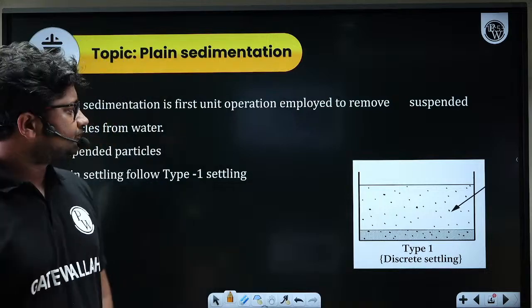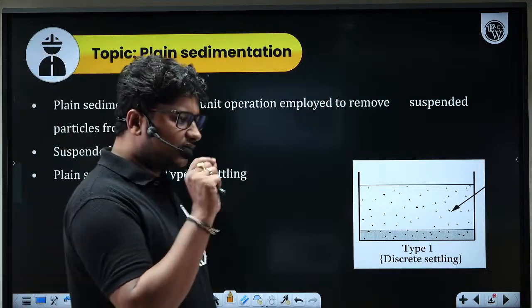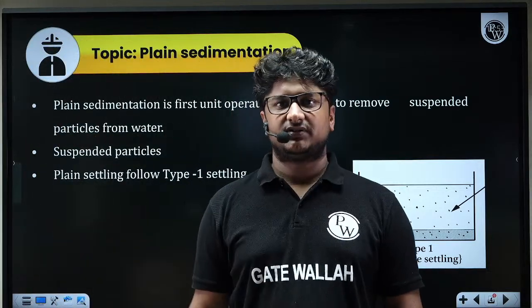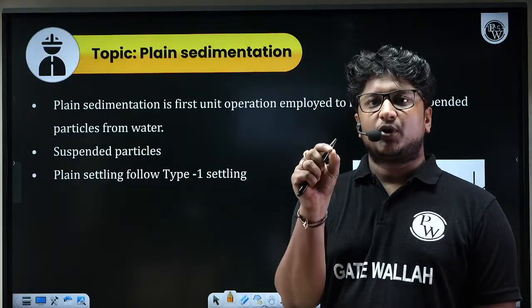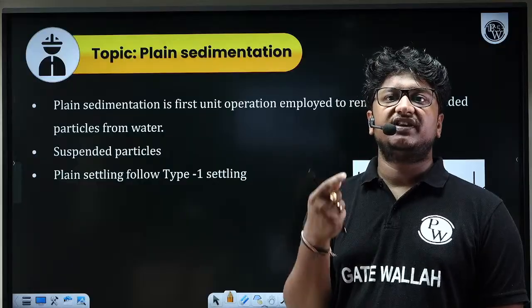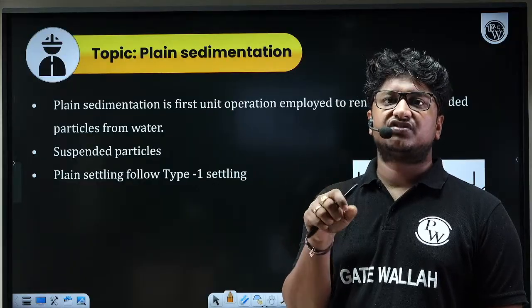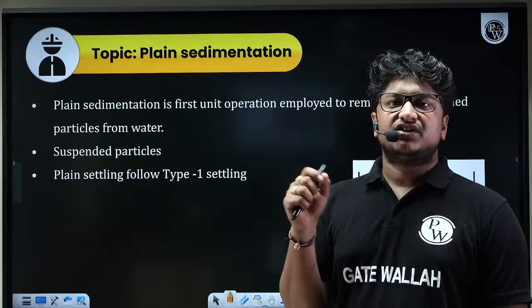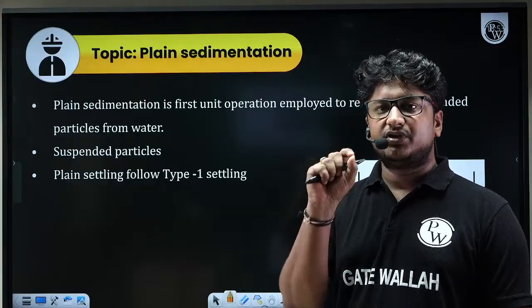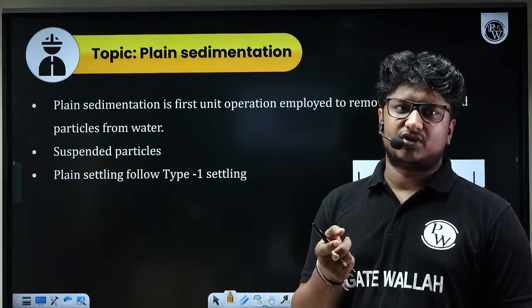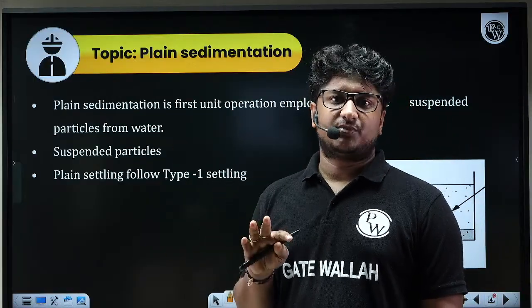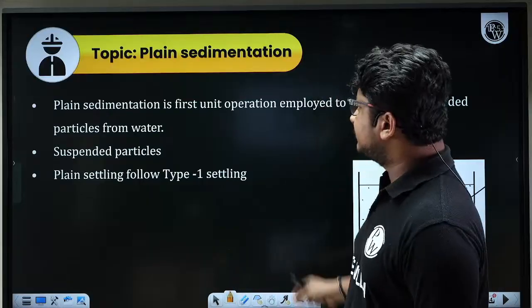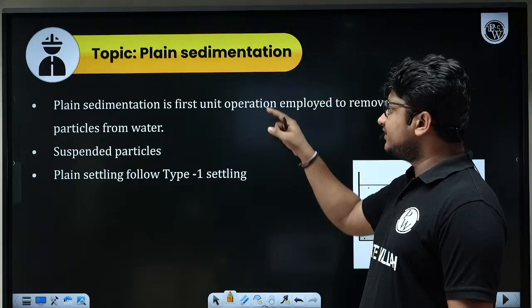Now, what I was discussing: unit operation and unit process. In a unit process, you are removing the pollutant by using some chemical and biological forces. So by this meaning, the unit process will be an irreversible process, but a unit operation will be a reversible process. Example for you, this plain sedimentation unit. It is a unit operation.